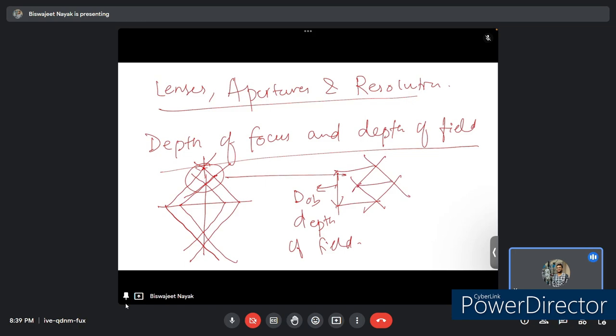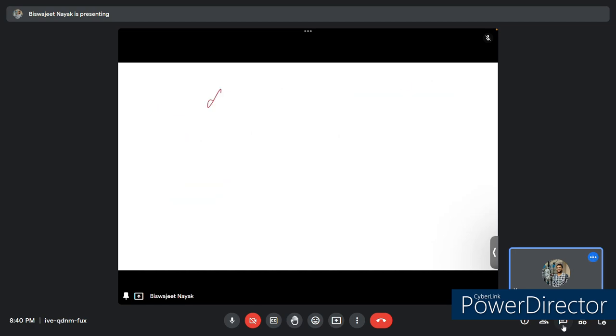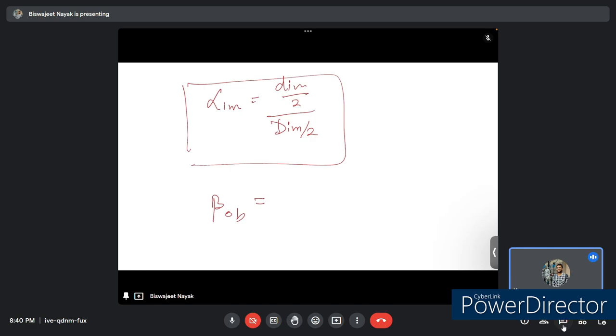And this is the small resolvable distance of our object. Similarly for the image, we can draw a similar picture, and this distance will depict the depth of field for the image, and this is the small resolvable distance for the image, given by d_im. So alpha image is given as d image by 2 by depth of field by 2, and the angle in the object is given as beta.